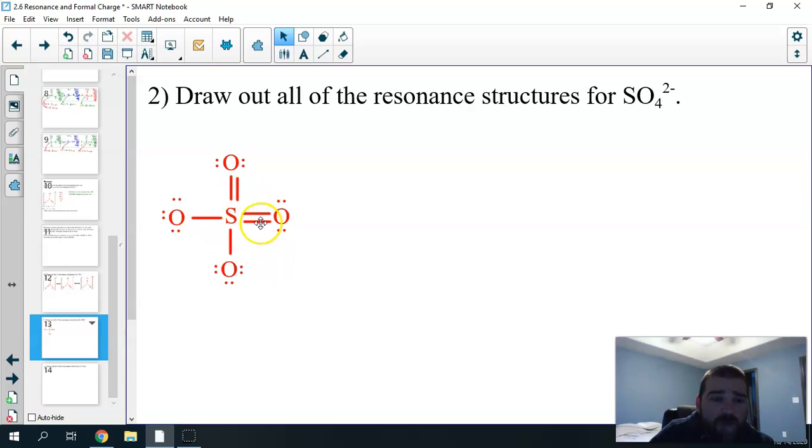Do they have to be up and to the right? Of course not. They could be in other places. I could have one that's up and down. I could have one that's up and left. I could have one that's right and down. I could have one that's right and left. I could have one that's down and left. There are 6 resonance structures for this Lewis diagram. I'm going to pause the video and draw all of those out.